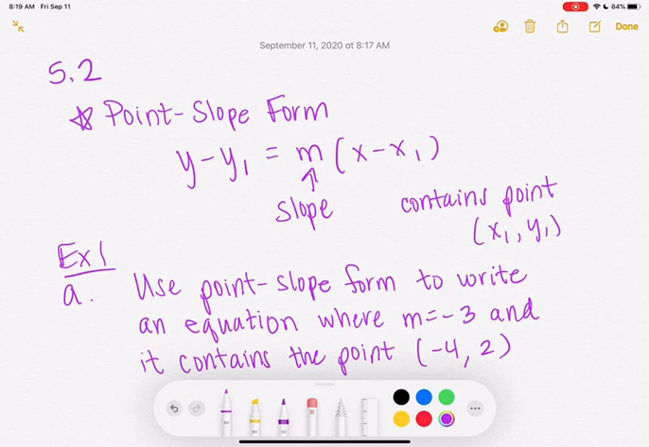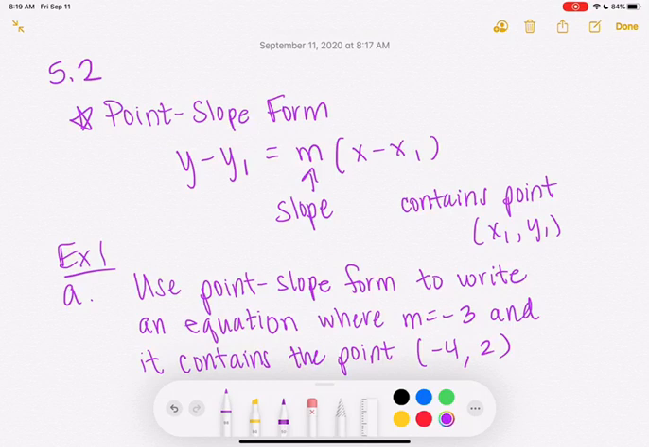Hey, welcome back. This section is 5.2, find an equation of a line, and this is not in our packet. 5.2 has us look at point-slope form. This is a little bit different than slope-intercept form, because in slope-intercept form, you could identify the slope and intercept, and in point-slope form, what you can identify is the point and the slope.